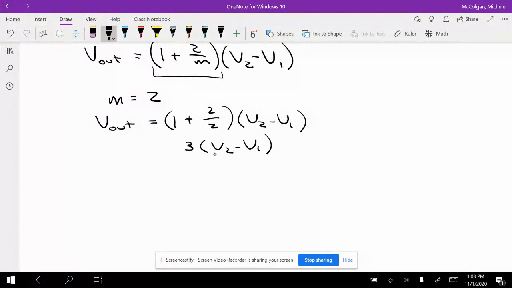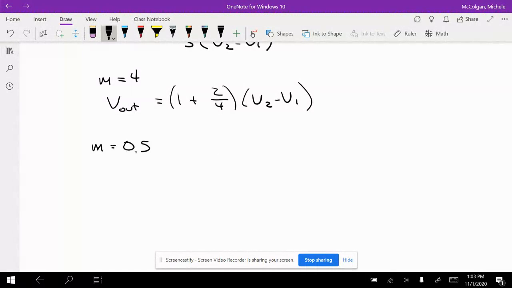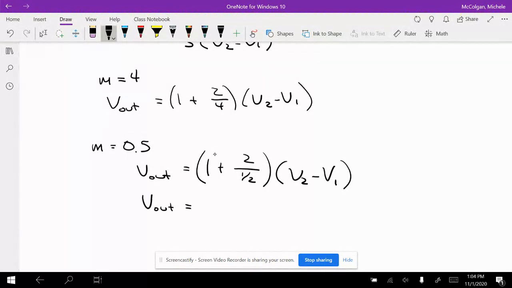But what if I say M is equal to 4? Then my V out is going to equal 1 plus 2 over 4, and so I get 1.5 times V2 minus V1. And so I can play around with the values for my M, that's my multiplier, right? So if I wanted to increase that, I could make my M equal to a half. So what if M is equal to a half? In this case, we'd have V out is equal to 1 plus 2 over 1 half times V2 minus V1. And so then my V out is equal to 1 plus 4 times V2 minus V1, or 5.